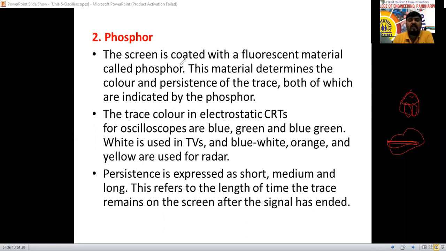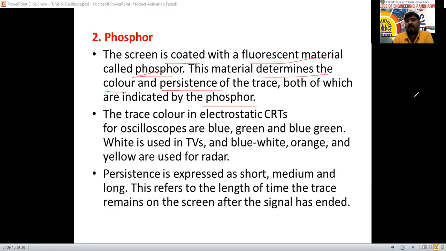So the screen, whatever the screen is there, the CRT screen is coated with a fluorescent material, that is called phosphor material. This material determines the color and persistence of the trace, both of which are indicated by the phosphor. Persistence and its color we can get.